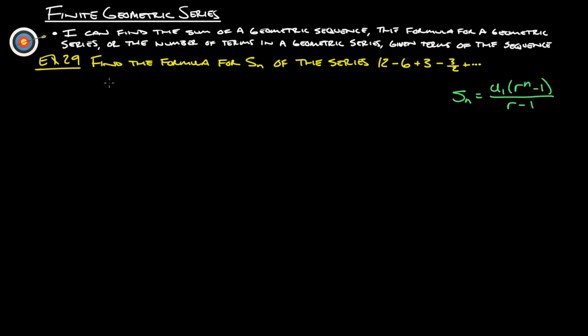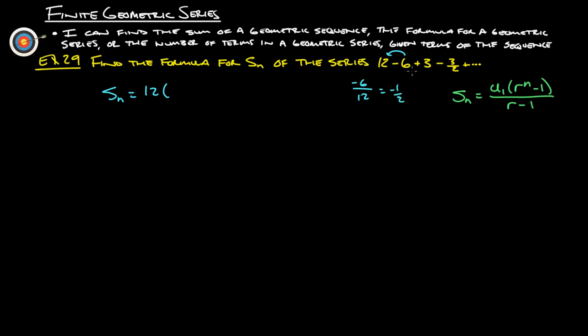Okay, let's take a look at another example here. Number 29. Find the formula for S of n of the series 12, negative 6, 3, negative 3 halves, all the way on to infinity. All right, so let's use our formula here. S of n equals the first term, which is 12, all times the rate. So we've got to figure out what the rate is. Negative 6 divided by 12 is negative 1/2.